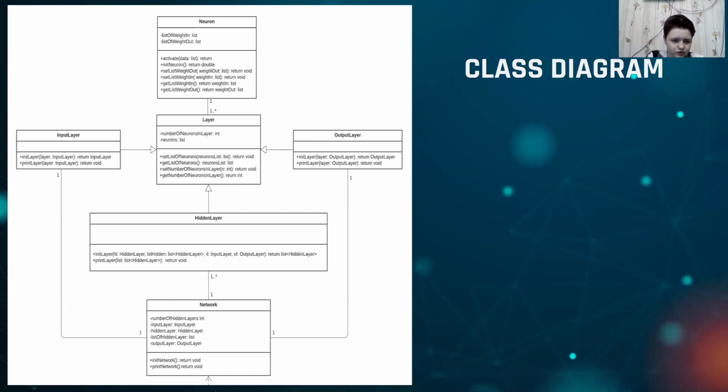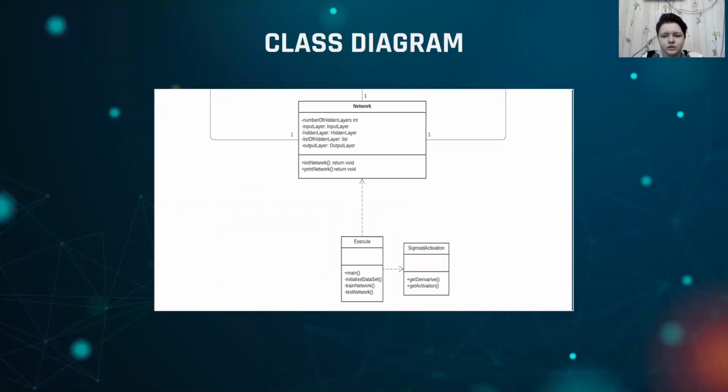It has such functions as initialize network and print, and such parameters as the number of hidden layers, input layer, hidden layer, list of hidden layers, and output layer. We can execute a neural network, namely initialize the data, train and test the neural network. When training, for each layer the activation function is called, for example, sigmoid in this picture. It has such functions as get derivative and get activation.